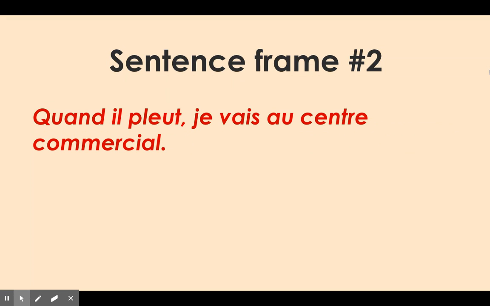Here's an example. Quand il pleut, when it rains, quand il pleut, je vais au centre commercial. We don't just want simple, boring sentences now. We want interesting sentences with lots of elements in them. This is how you get an A as we get further and further into French, by writing interesting sentences with lots of elements. I'm going to say the sentence again, then I want you to say it after me. I'll say it. You can say it with me if you want. Quand il pleut, je vais au centre commercial.